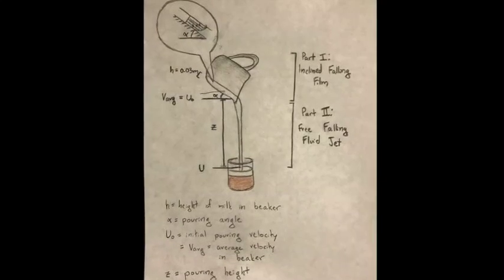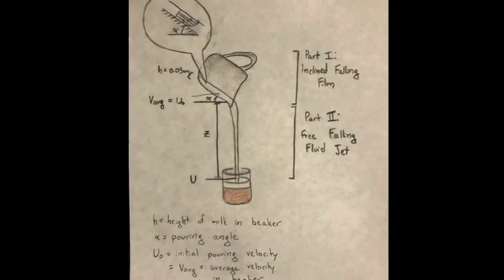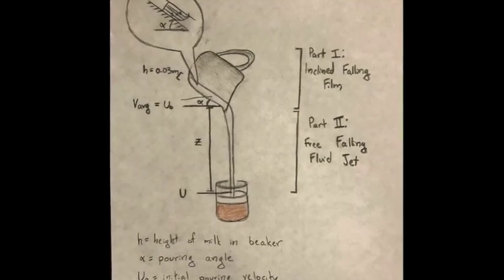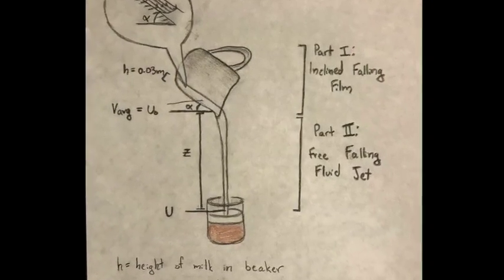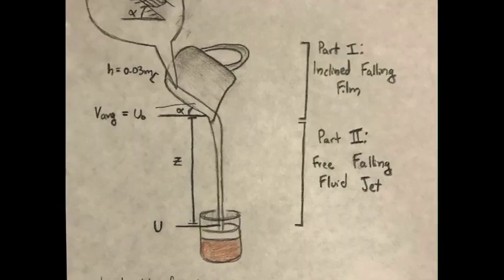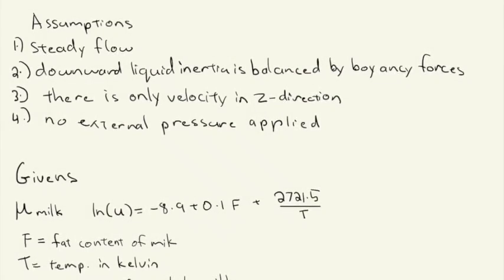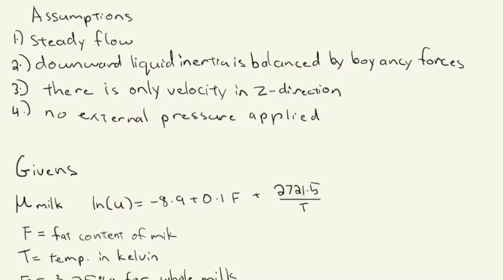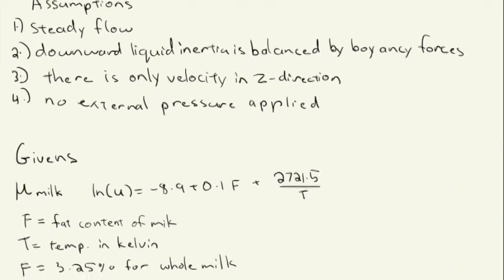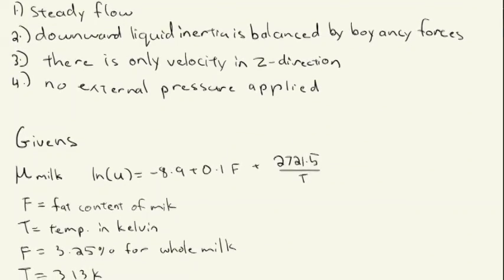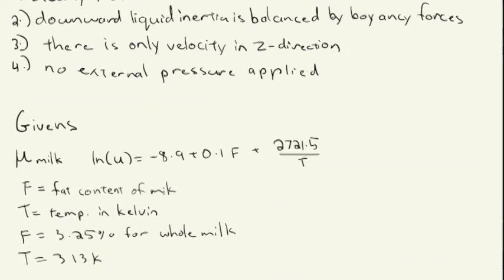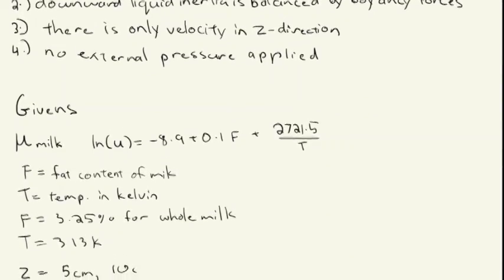We can calculate the pouring velocity of the milk needed to attain a layered latte if we know the height at which the milk is being poured, the pouring angle, and the fluid properties of the milk. We're going to make the following assumptions in this video. Assumption 1. Steady state flow. 2. Downward liquid inertia is balanced by buoyancy force. 3. The only velocity is in the z direction. 4. No external pressures are applied.